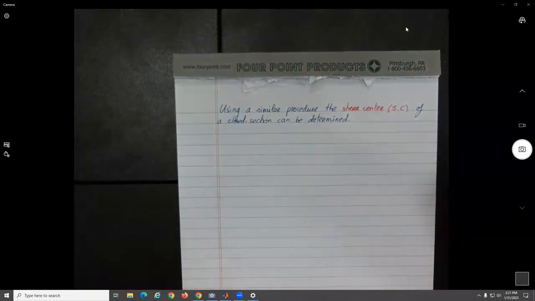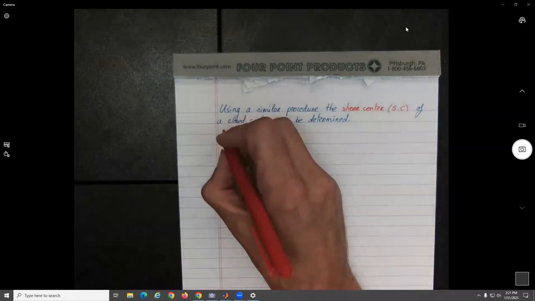Can be determined. So I'm assuming that in Structures 1, you have learned how to find the shear center of an open section. I mean, everything in Structures 1 should be open sections. This one should be closed sections and combined open and closed sections. But all right, I'm sure you know that. What is the definition for shear center?